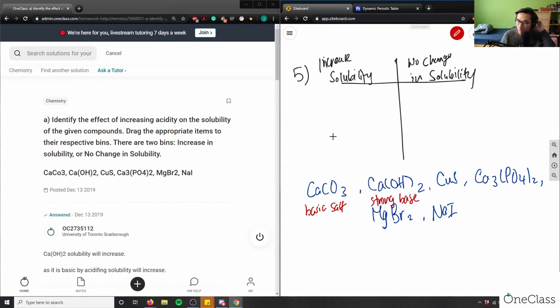And then I have copper sulfide. Copper sulfide here could be made up of a neutralization of copper hydroxide and hydrogen sulfide. That could be a compound here. It's ionic. Calcium phosphate, I could have phosphoric acid and calcium hydroxide. Magnesium bromide is simply an ionic salt. I could have hydrobromic acid, HBr, and magnesium hydroxide. Strong base, strong acid would give me an ionic salt. Same with sodium here. I can have hydroiodic acid and sodium hydroxide would give me ionic salts as well. So these 2 are all ionic salts.